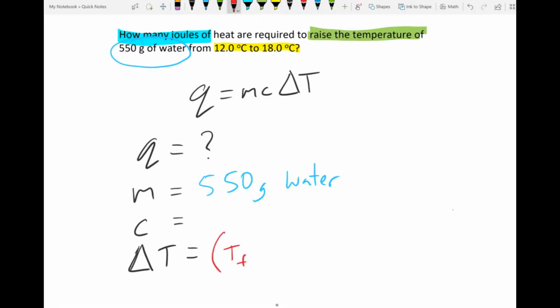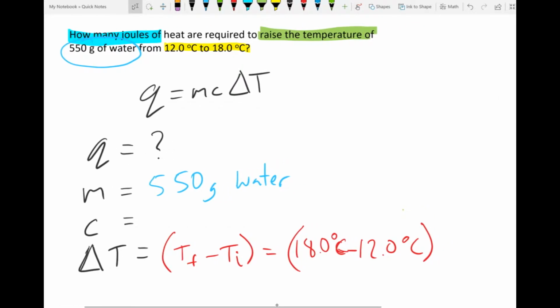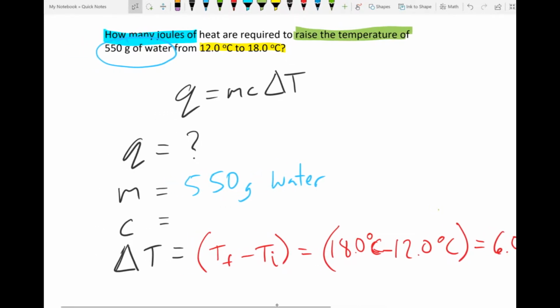So we're going to have to go T final minus T initial. If we went from 12, that's our starting point, so 12 is going to be over here. Then we rose the temperature all the way up to 18, which means 18 is going to be our final. I'll try to draw that a little bit neater, but it doesn't really matter. At the end of the day, your change in temperature is going to be 6 degrees Celsius.